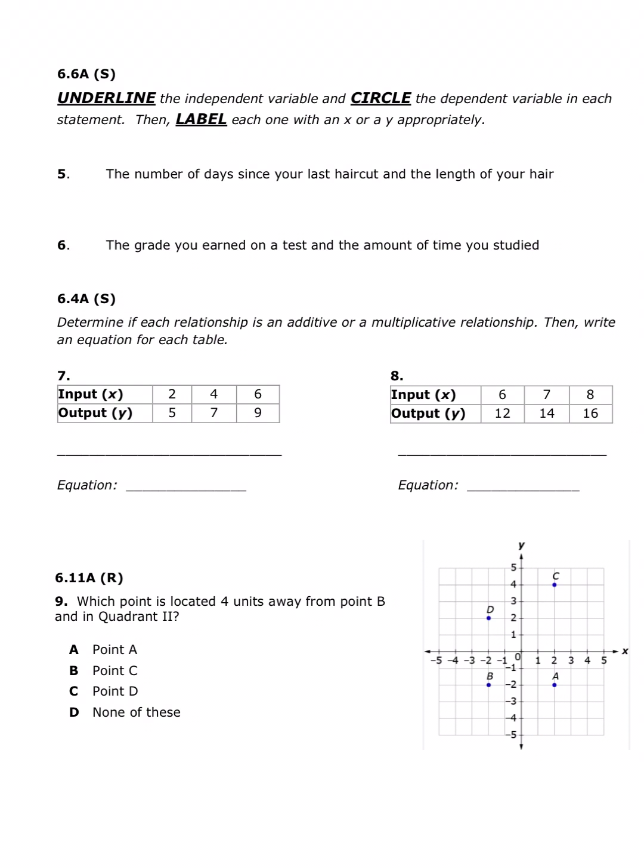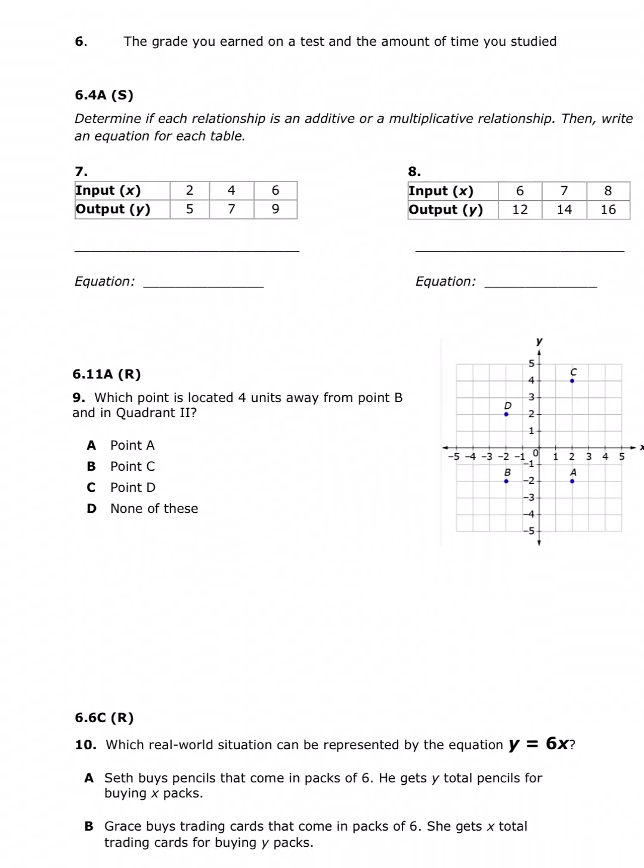Determine if each relationship is an additive or multiplicative relationship. Then write an equation for each table. Number 9. Which point is located 4 units away from point B and in quadrant 2? A, point A. B, point C. C, point D. D, none of these.